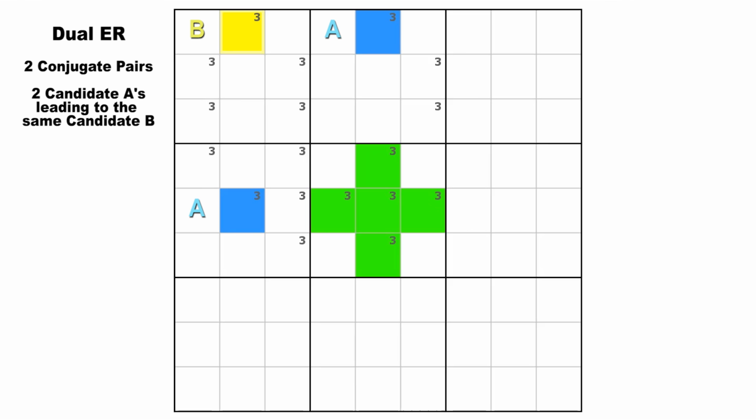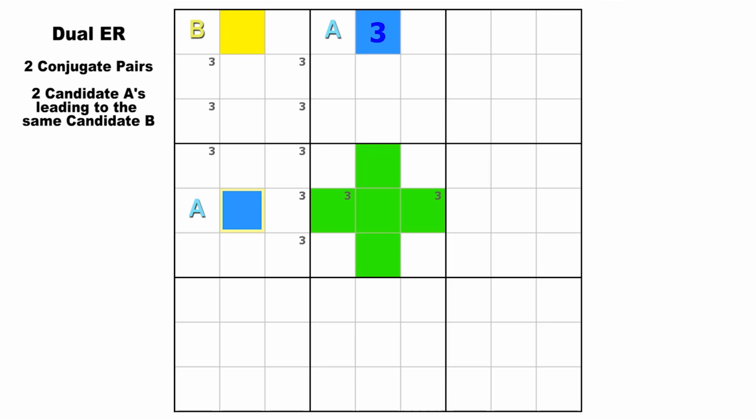So case 1, if candidate B is true, then that's it. It's true. And case 2 would be that it is false. So if the candidate 3 in row 1, column 2 is false, because that's a conjugate pair in row 1, then this candidate 3 must be true. Okay? So again, that eliminates all the candidate 3's in column 5 and leaves these locked candidates in row 5. So that means this candidate 3 over here must be false.